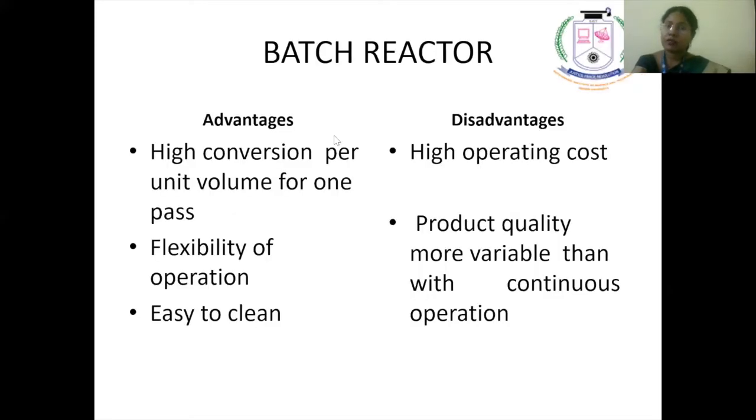So there are advantages and disadvantages of a batch reactor. Advantages are high conversion per unit volume for one pass, and flexibility of operation, because you can process different materials in the same reactor. It's easy to do. Whereas the disadvantages are high operating cost, and product quality is more variable than with continuous operation.